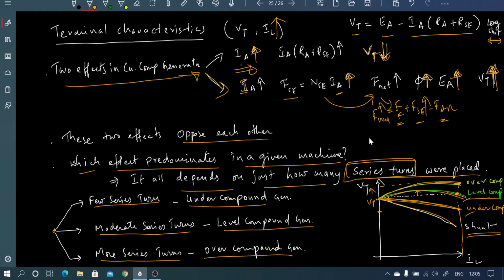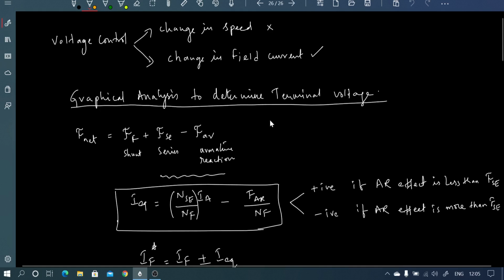So these are the three types of compound generators, based on the number of turns employed in the series field winding. Now let us talk about the graphical analysis.